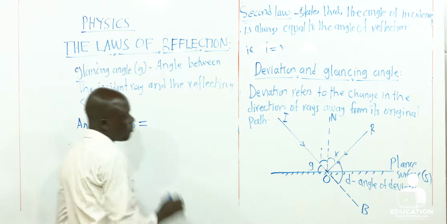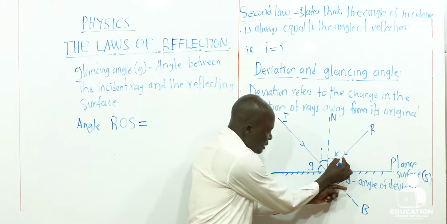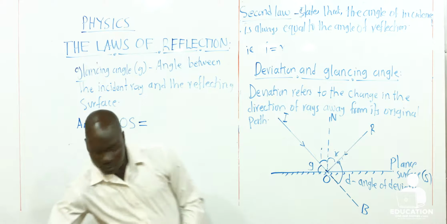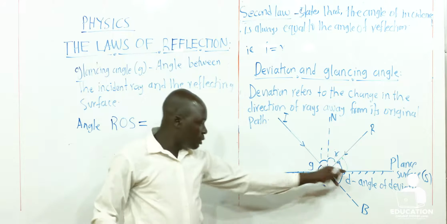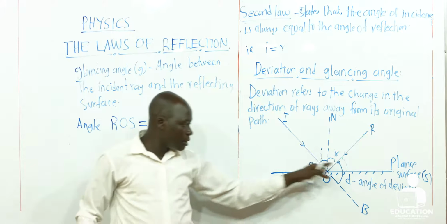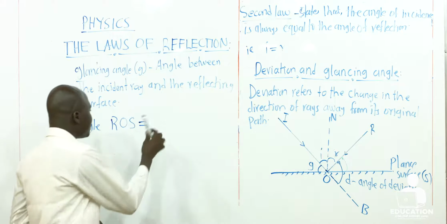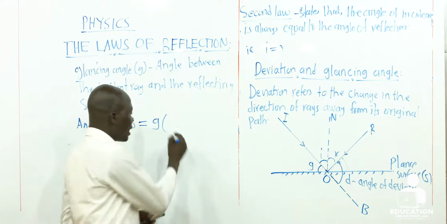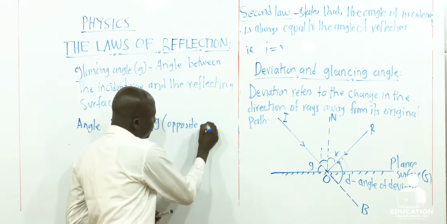Now when we take ROS, we can see that we are talking about this angle. Angle ROS is this angle. And when we look at this angle, it is the same with this angle. So it is equal to the glancing angle. So this is equal to G, because they are opposite angles. Opposite angles.